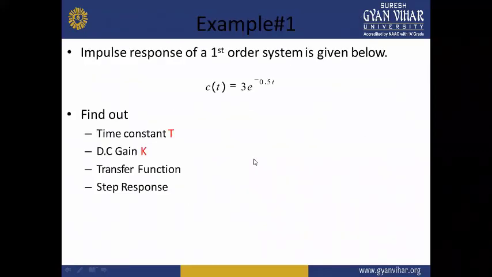Let's take an example. The first order impulse response is given to you, that is c(t) is equal to 3e^(-0.5t). Now we have to find out the time constant, the DC gain, the transfer function, and the step response for the system.